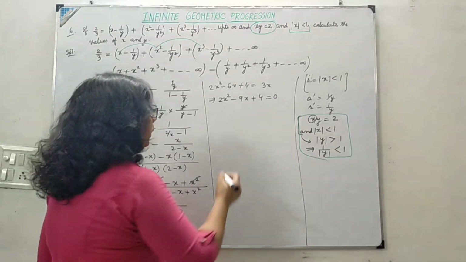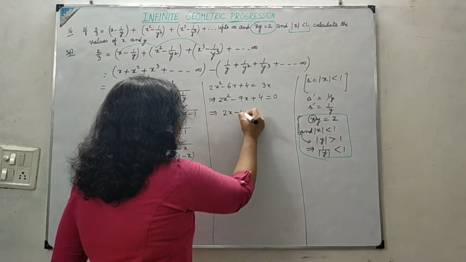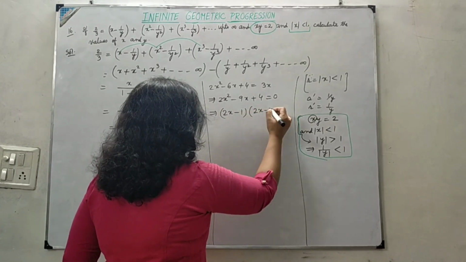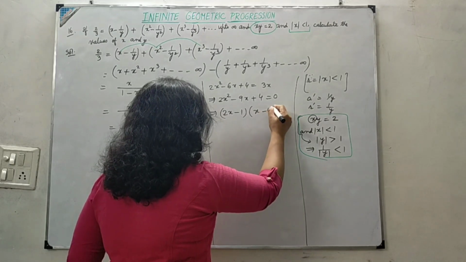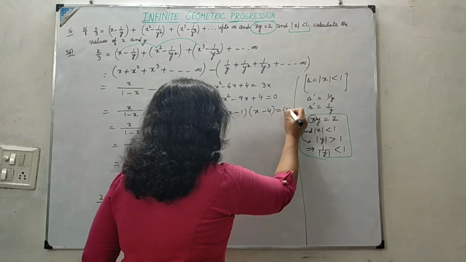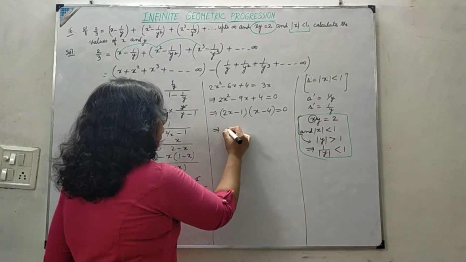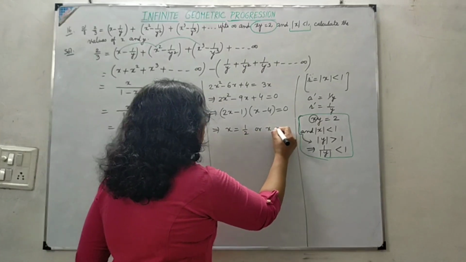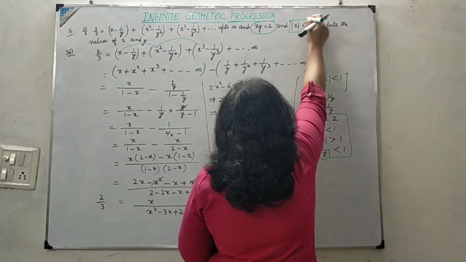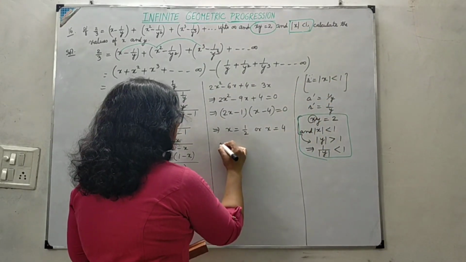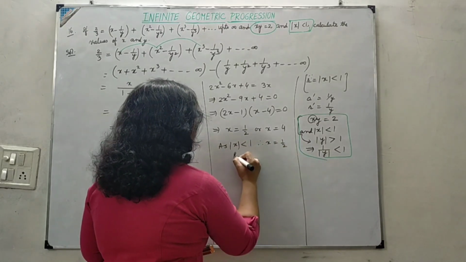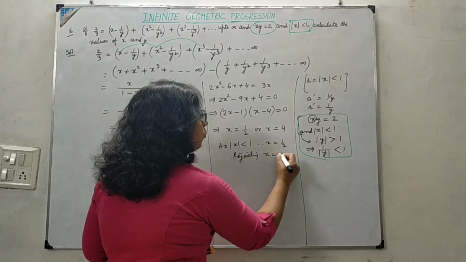By splitting the middle term we can make the factors. This is 2x minus 1 times x minus 4. Let me check. This is okay. Now from here we have either x as half or x as 4. Because x modulus is less than 1 is given, we have to reject this case. As x modulus is less than 1, therefore x is half, rejecting x equal to 4.